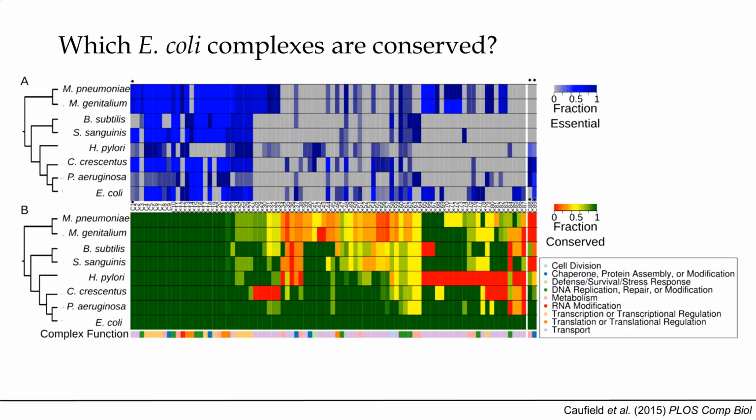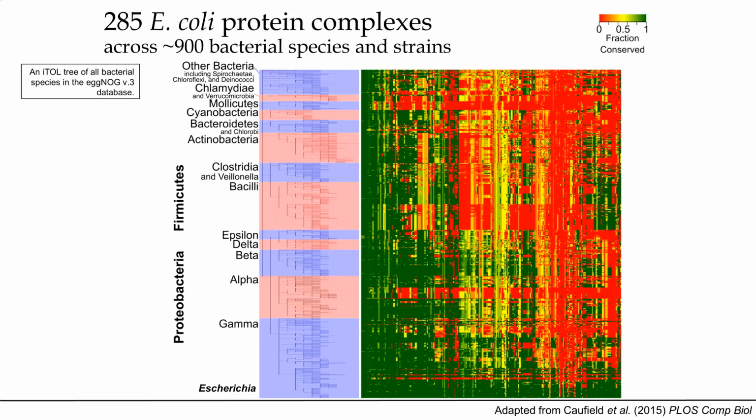But we can expand our comparison out to many more species. So in this case, I've expanded it to about 900 different bacterial species and strains across 285 different E. coli protein complexes as models. And we do begin to see a pattern emerge once we fix them to a bacterial taxonomy, like I've shown at left. So this is a tree based on the iTOL taxonomy. And interestingly enough, E. coli is down there at the very bottom, so that's that more greenish section. As we get farther away from that, as we'd expect, we see a gradual but not consistent breakdown in the conservation of protein complexes.